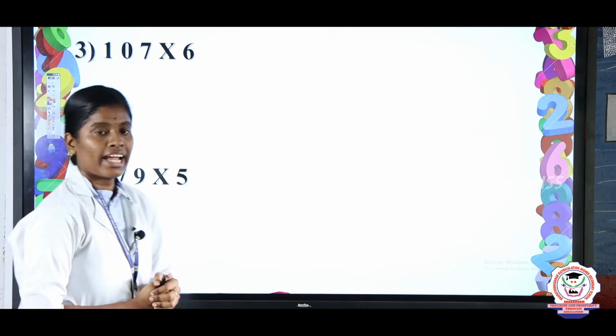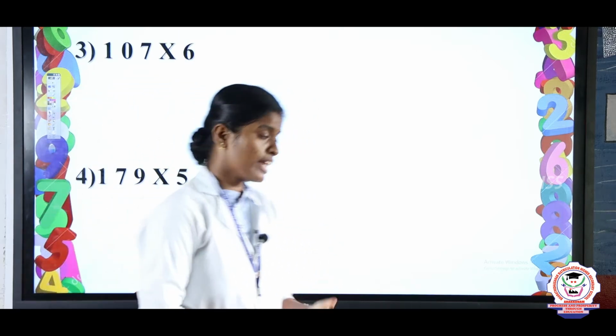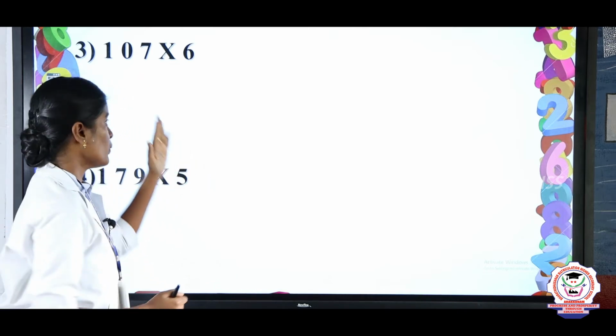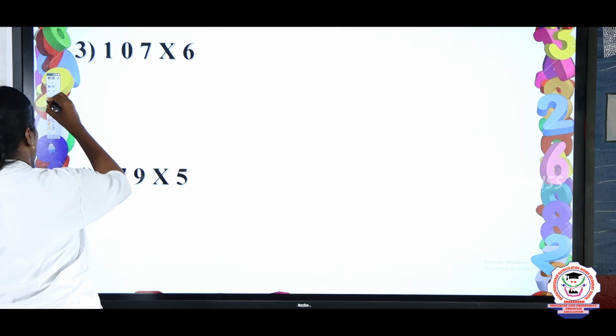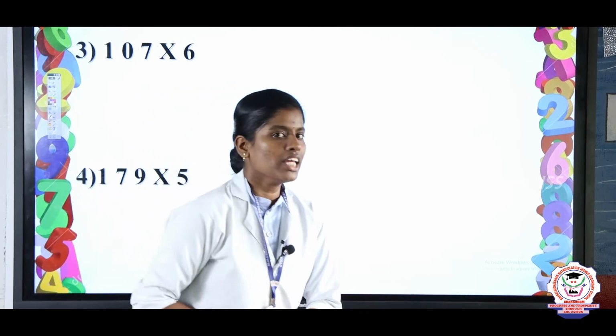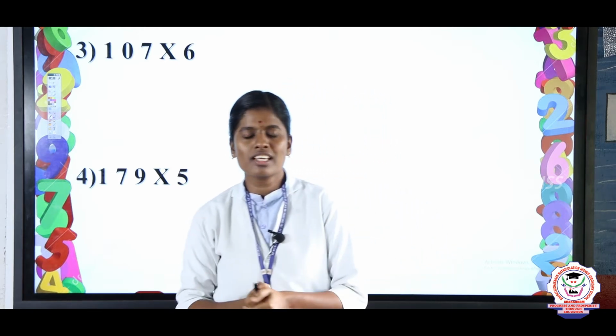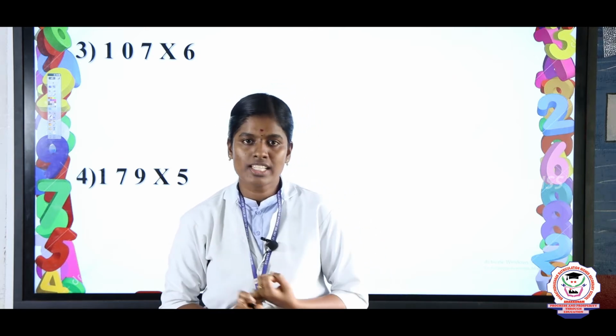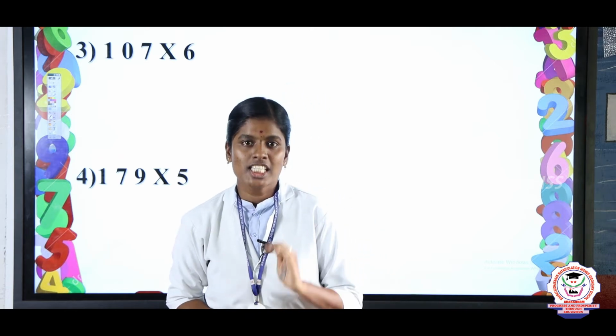So the next one is 107 multiplied by 6, and another one is 179 multiplied by 5. Next we will see 107 multiplied by 6. Here the table is the 6 table. So you should start with 6 zeros are 0, 6 ones are 6, 6 twos are 12, 6 threes are 18, 6 fours are.